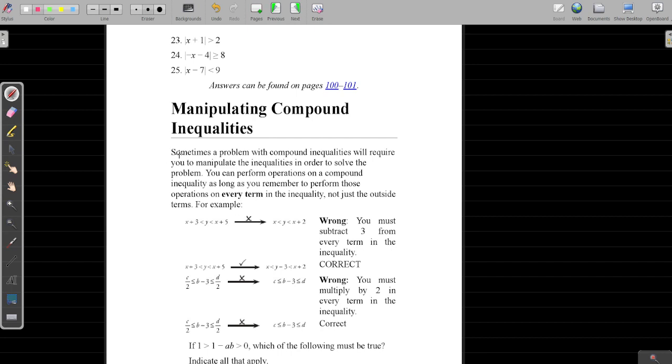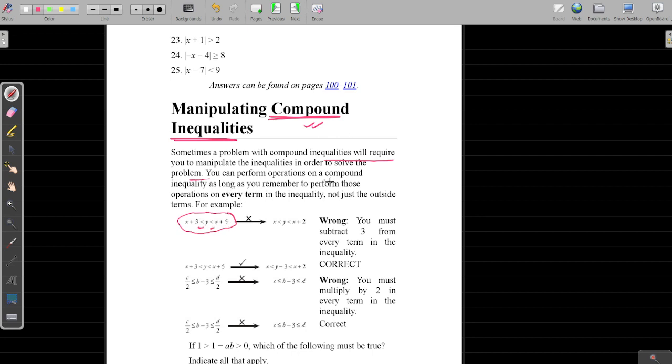We are going to learn about manipulating compound inequalities. What does it mean? It means you will find some inequalities that are all together. The inequalities which are all together are called compound inequalities. Sometimes the problem with compound inequalities will require you to manipulate the inequality in order to solve the problem. It means whenever you find two or three inequalities within one inequality, look here, this is a compound inequality, because look here, one inequality, another inequality.